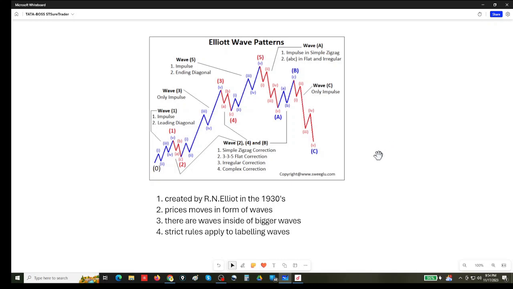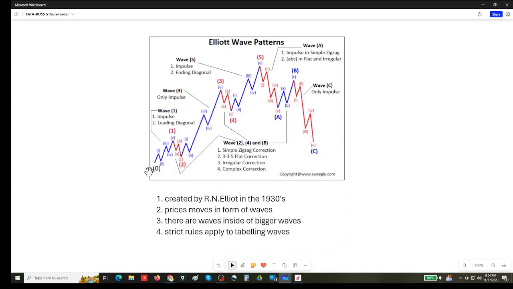The Elliott wave was created by Ralph Nelson Elliott back in the 1930s, and he used it with great success trading stocks in the US market at that time. Basically, he says that prices move in the form of waves, and there are smaller price waves inside of bigger price waves, which again are inside bigger price waves. However, he has very strict rules when it comes to labeling these waves.